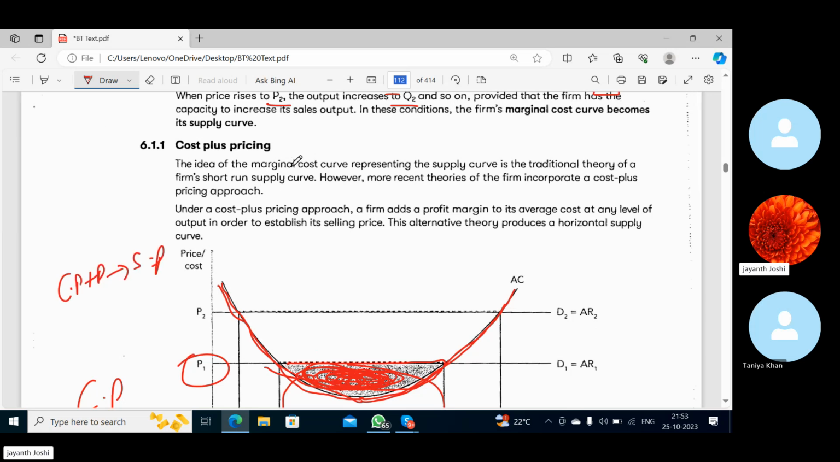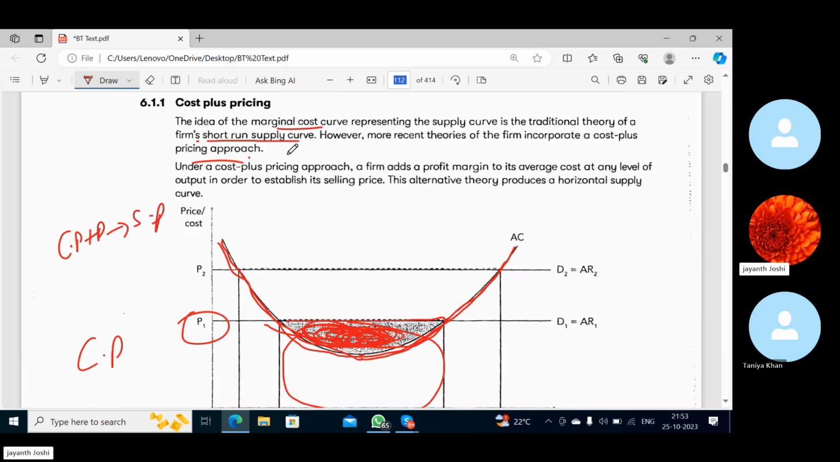So this idea of the marginal cost curve representing the supply curve is the traditional theory of the firm's short run supply curve. This is a short run supply curve in front of you. However, more recent theories of the firm incorporate a cost plus pricing approach. Under a cost plus pricing approach, a firm adds a profit margin, as I told you, to its average cost, the least cost at any level of output, in order to establish its selling price. This alternative theory produces a horizontal supply curve.